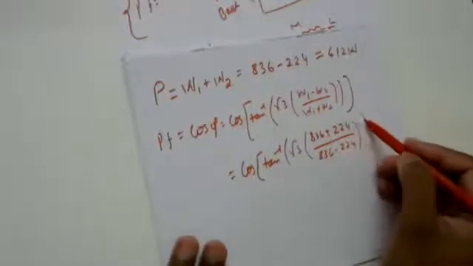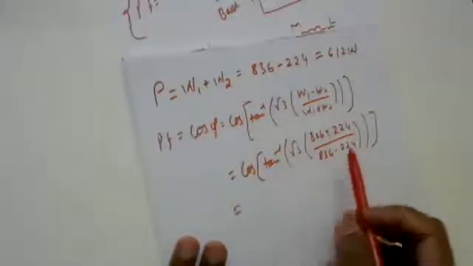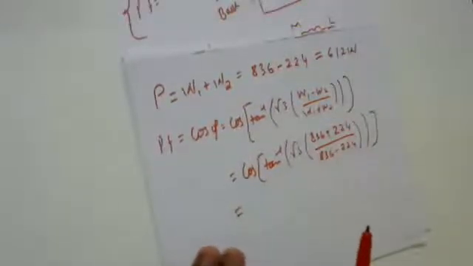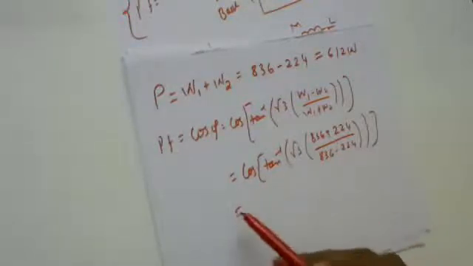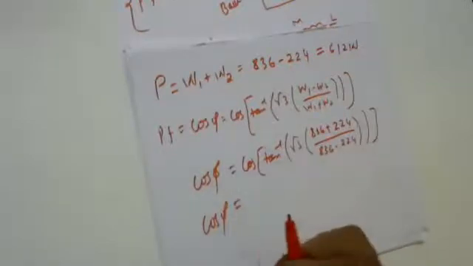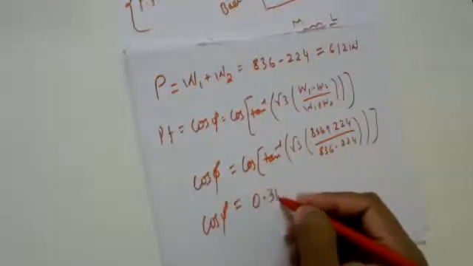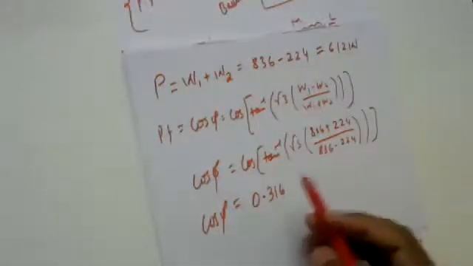Okay. What's the answer for this? Just solve it. What is the answer for cos phi? The power factor is 0.316. Okay, is it clear to you?